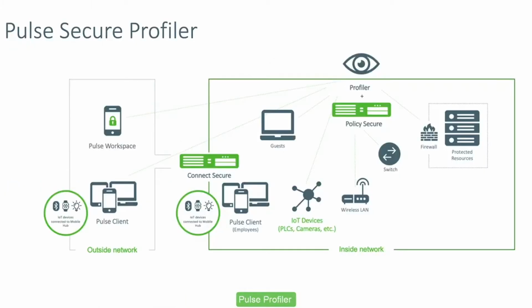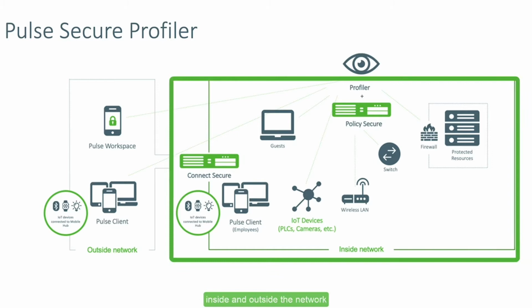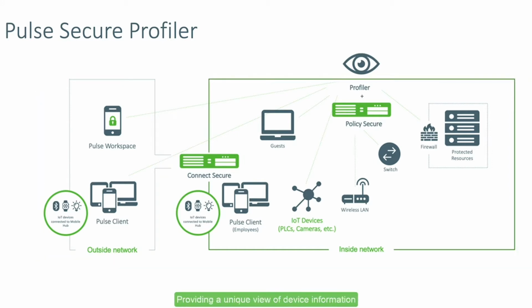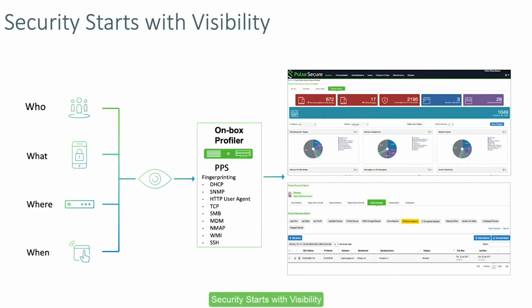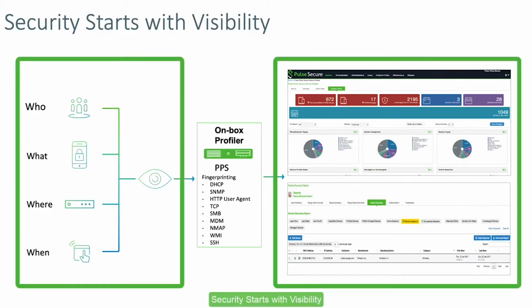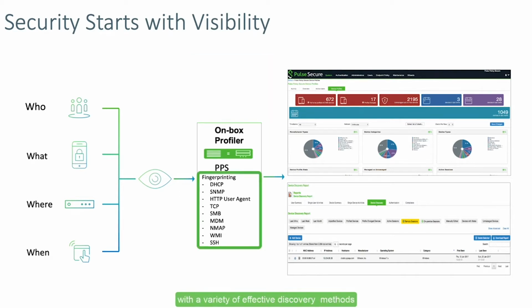Pulse Profiler will detect and classify all endpoints. It continuously monitors these devices inside and outside the network, providing a unique view of device information through a single pane of glass, unlike any of our competitors. Security starts with visibility. Visibility is made possible by discovery. Pulse Secure Profiler is well equipped with a variety of effective discovery methods.